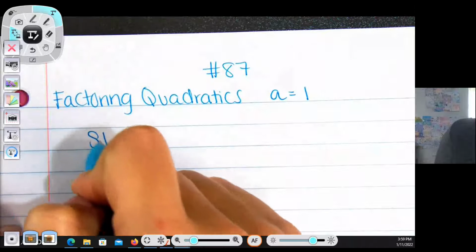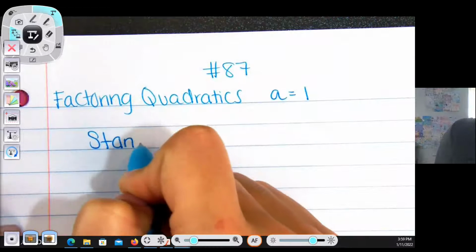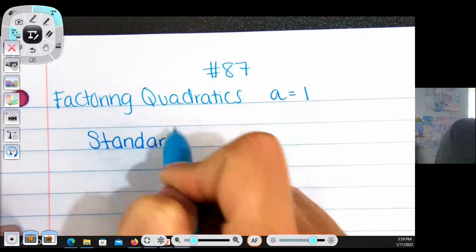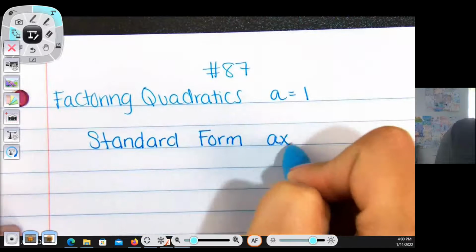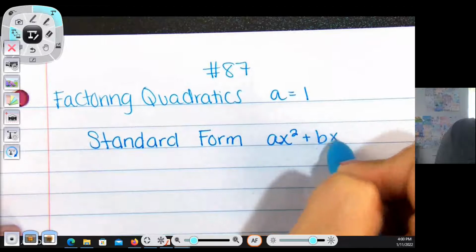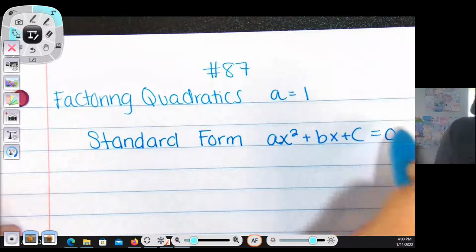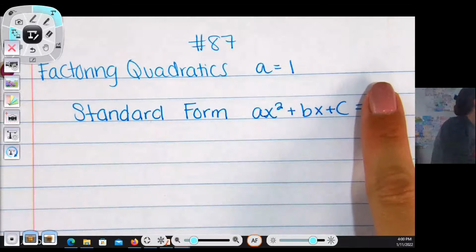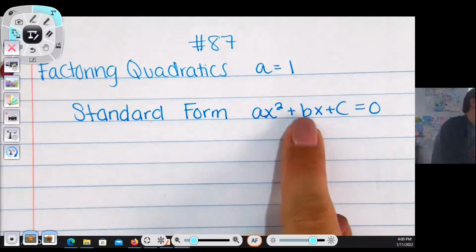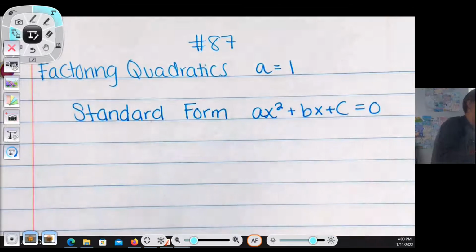First off, you want to make sure that your quadratic equation is in standard form, which is ax squared plus bx plus c, and it should be set equal to 0. If the equals 0 is not there, that's fine. It just should be highest exponent to lowest exponent with the constant in the back.